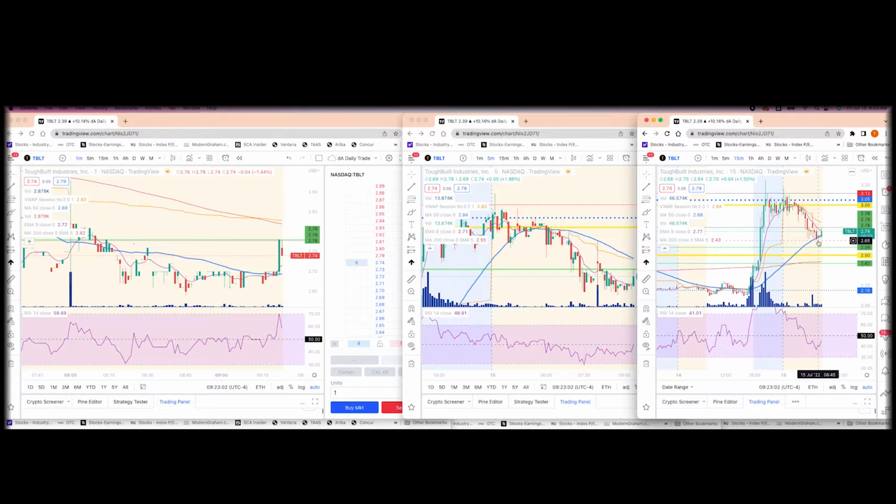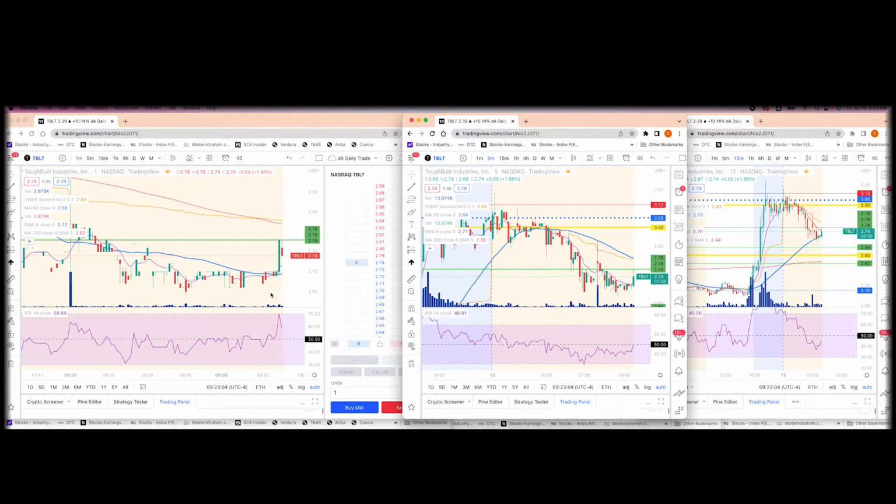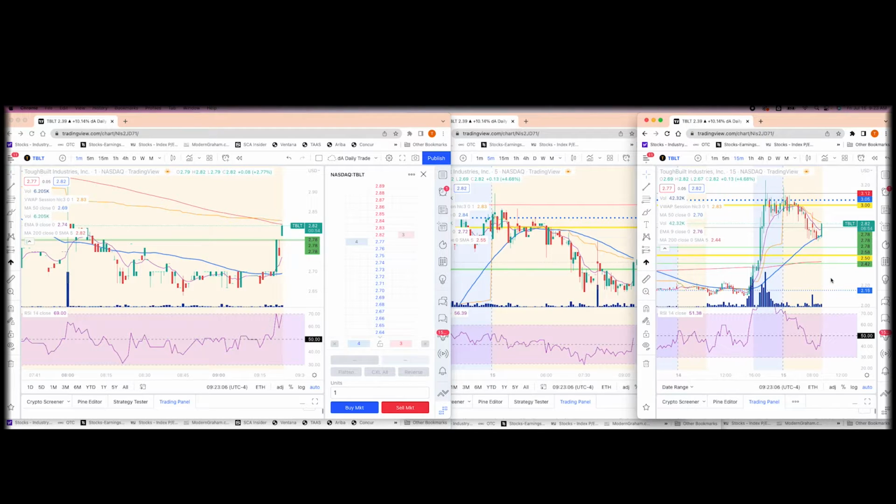But generally, this is kind of like a weak setup for me. I like to see stocks holding a lot more than this. I would have loved to have seen it still holding support up here in the high 280 range versus all the way down here, although it is making support with the 15 moving average, which is decent.